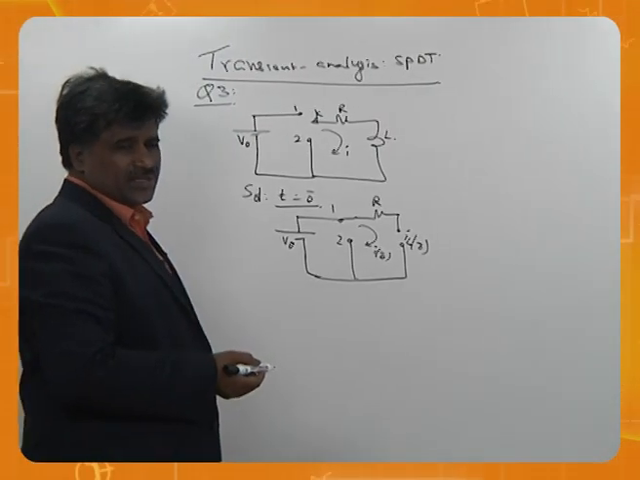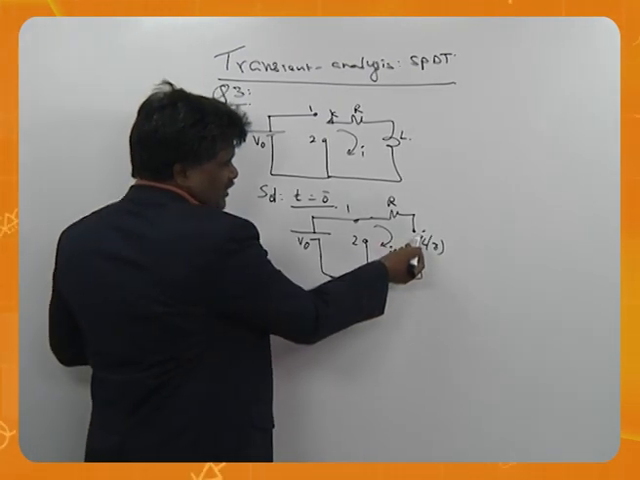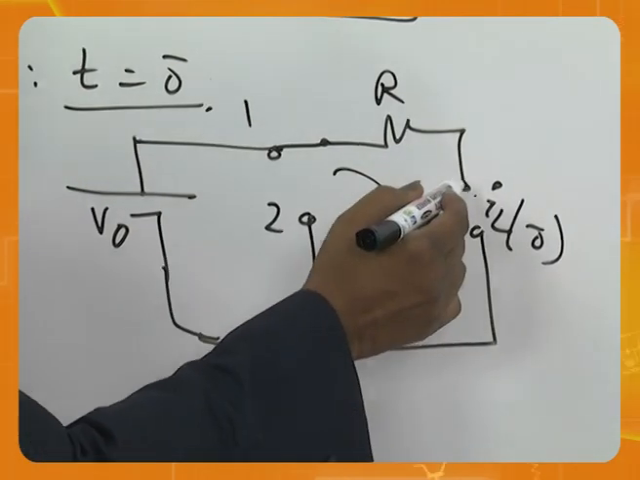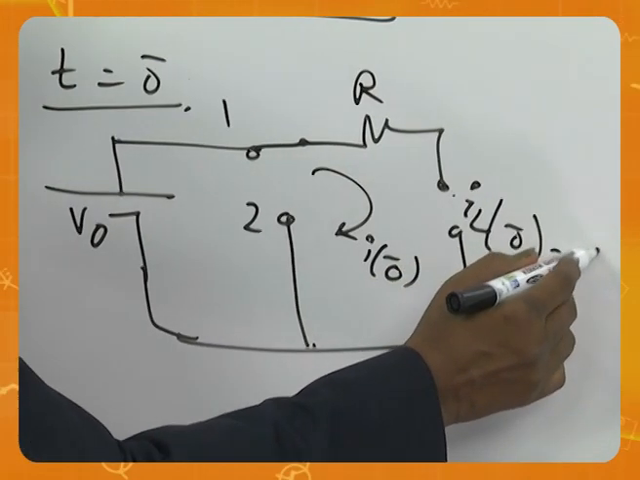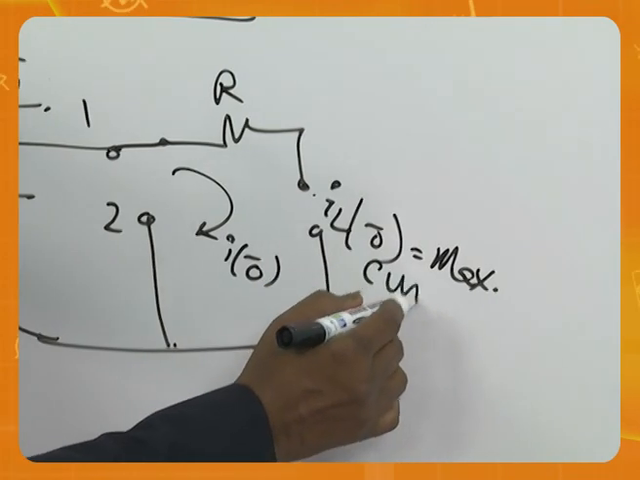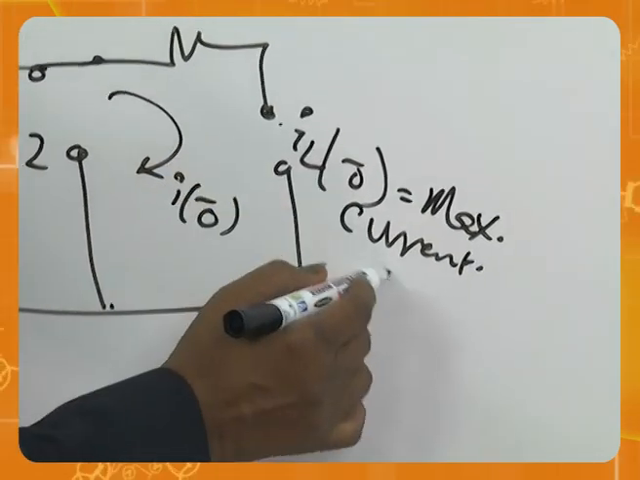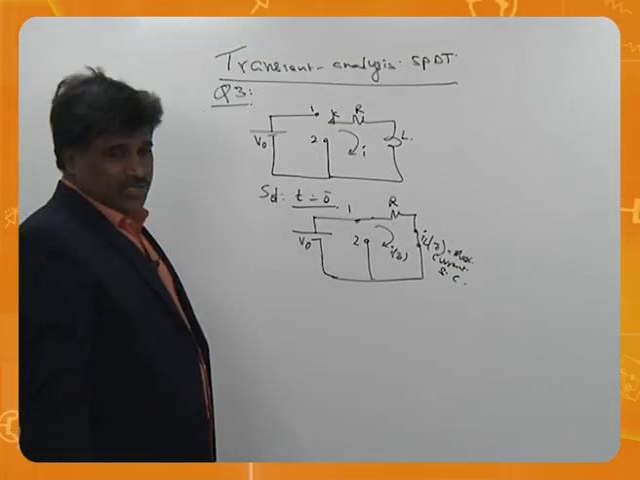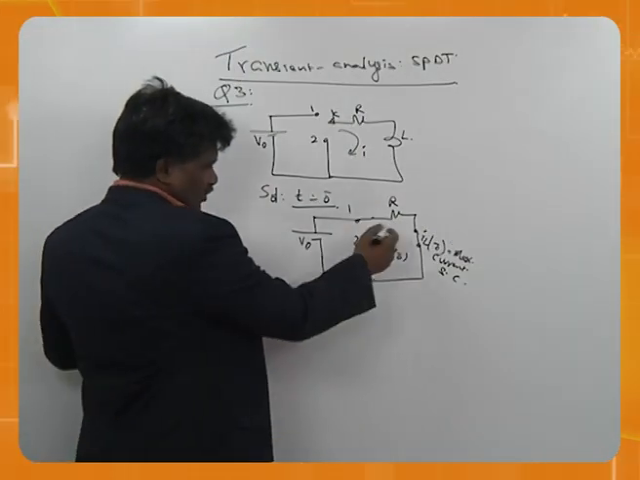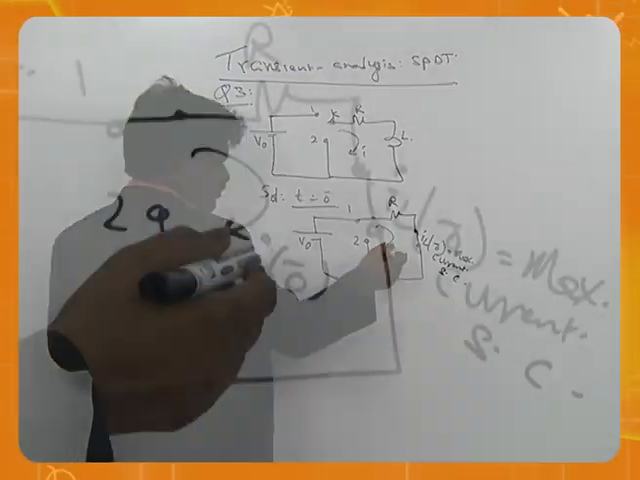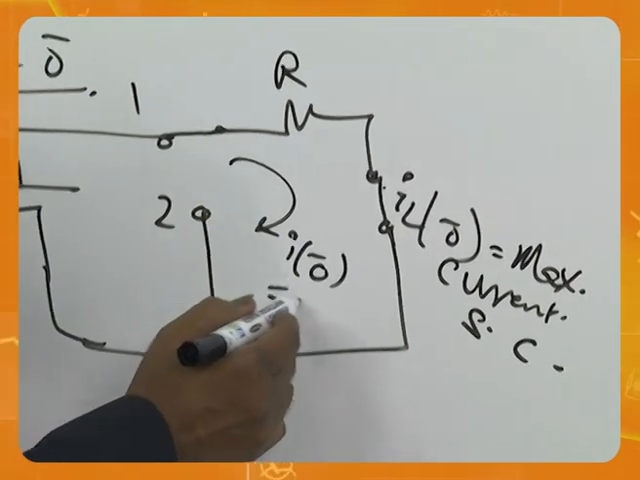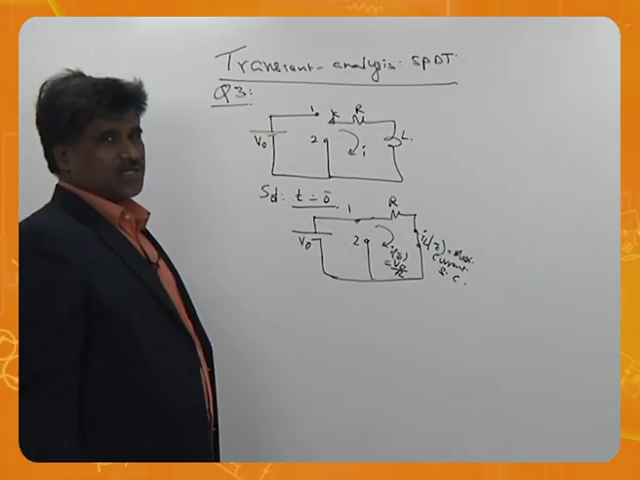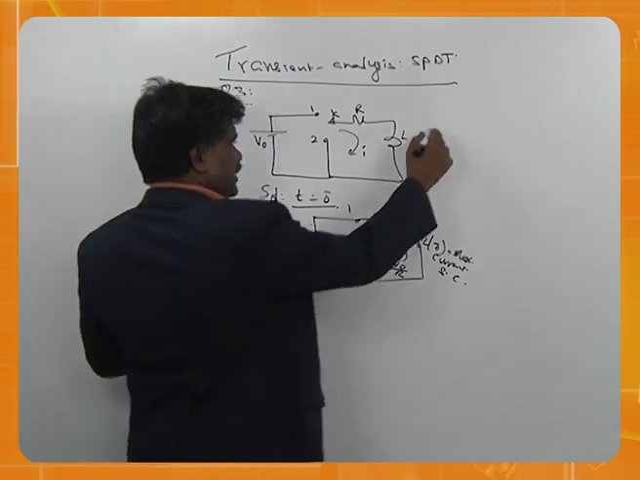Can you tell me what happens here? This is kept on the supply for a long time. It has taken full current, so it is maximum current. Maximum current means what? Short circuit, short it. If this is a short circuit, now what is the current of this loop? It's nothing but V0 by R. That's the first part.